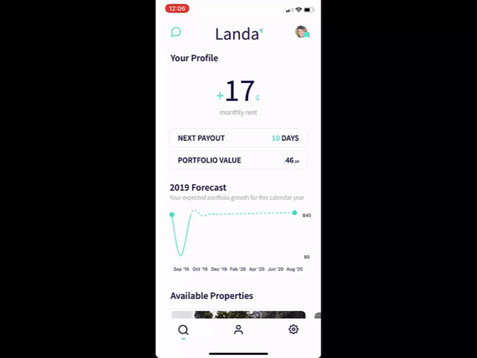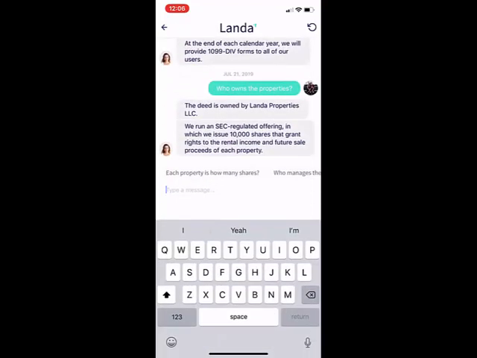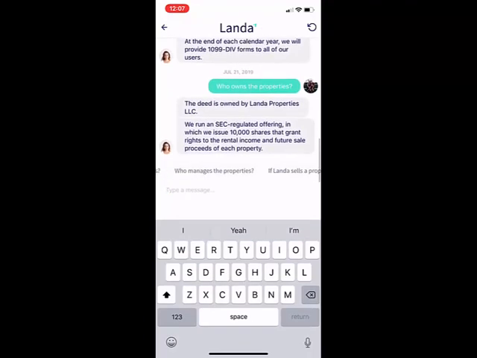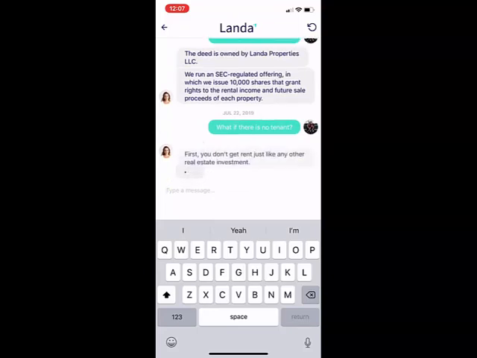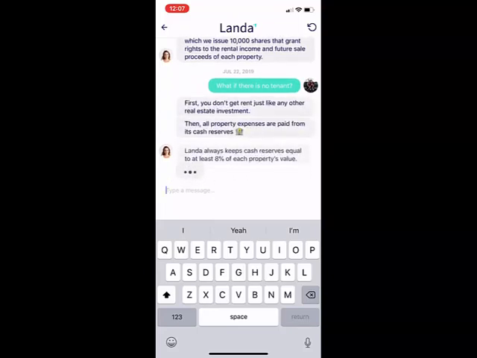Now, if you have just general questions that you think are probably pretty common, there is a helper that you can ask all sorts of questions. So if we scroll through these, you can see many of the frequently asked questions. And so if you have a particular question, like what if there is no tenant, you can select that, and this bot will tell you about what that means for you and your investment.